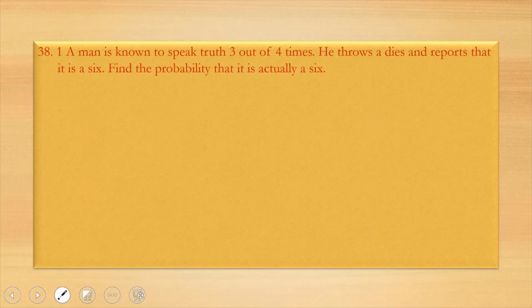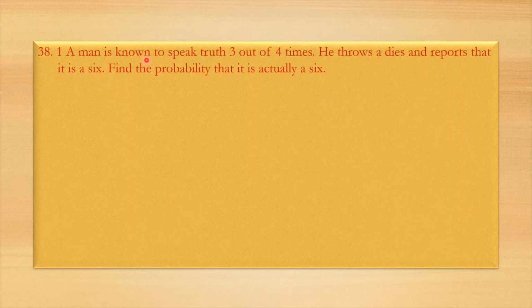So the last question of part C. A man is known to speak truth 3 out of 4 times. He throws the dice and reports that it is a 6. Find the probability that it is actually a 6.